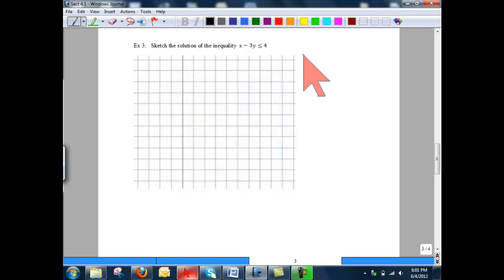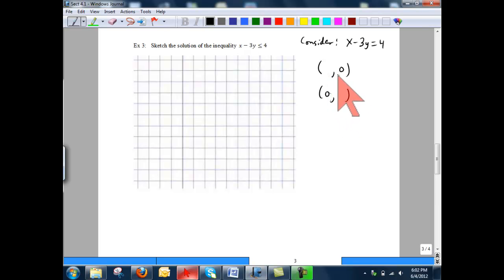Okay, you may remember the difference in the solution set of an equality and an inequality. If this were an equal sign, we know that the graph would be a line, and in fact that line is an important line. So let's first consider the related problem, x minus 3y equals 4. And if I apply the intercept method, and look for the x-intercept and the y-intercept.